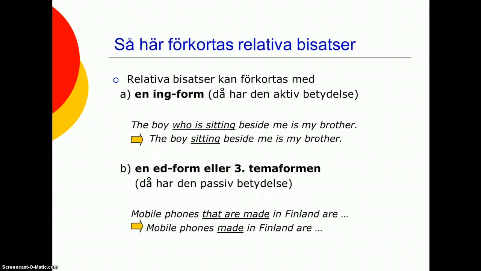En relativ bisats förkortar man på detta sätt, antingen med en ingform om den har en aktiv betydelse. Till exempel, the boy who is sitting beside me is my brother. Satsförkortning då är the boy sitting beside me is my brother. Man kan också förkorta med en ed-form, alltså tredje formen av verbet, och då har den en passiv betydelse. Mobile phones that are made in Finland are the best, or the abbreviation is mobile phones made in Finland are.